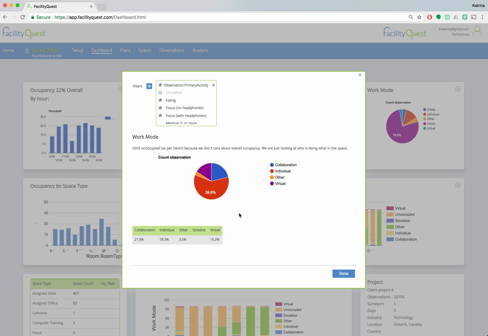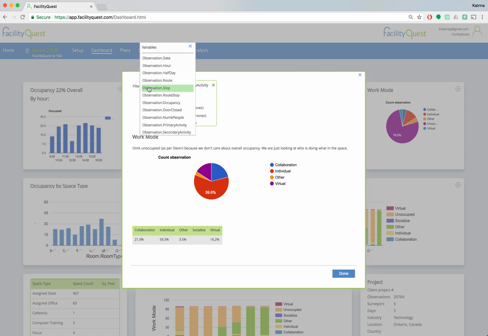So as we can see, when work was occurring within this space, the predominant work mode was individual work at 60%. And then the remaining 40% was nearly evenly split here between collaborative work, which was with face-to-face, versus, again, perhaps collaborative work, but what was happening virtually at 16%. And then a little bit of other. And this is something that's going to vary a little bit project to project based upon how the observations of the activities line up with the preset filters.